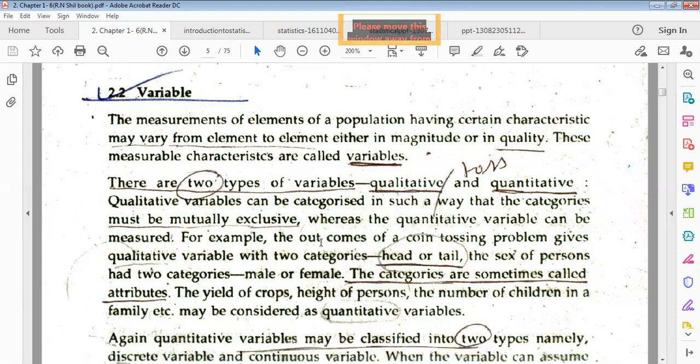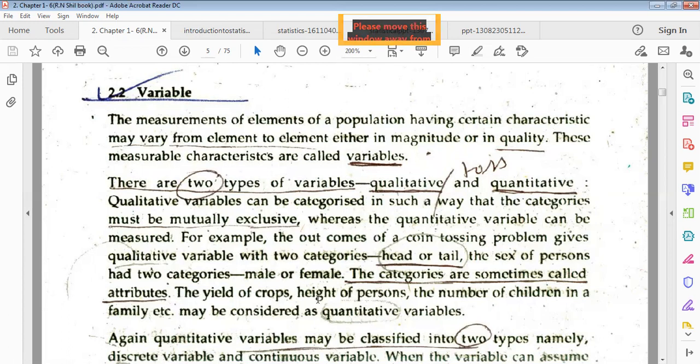Suppose, for example, the outcomes of a coin tossing problem give qualitative variables with two categories, head or tail. When we toss a coin, the outcome will be what? Head or tail. So this is actually a qualitative variable. There is no quantity, that means there is no number. The sex of persons has two categories, male or female. The categories are also sometimes called the attributes.